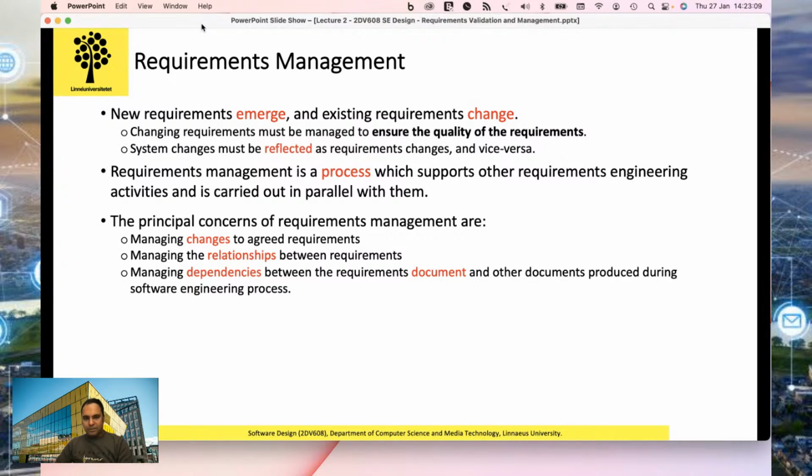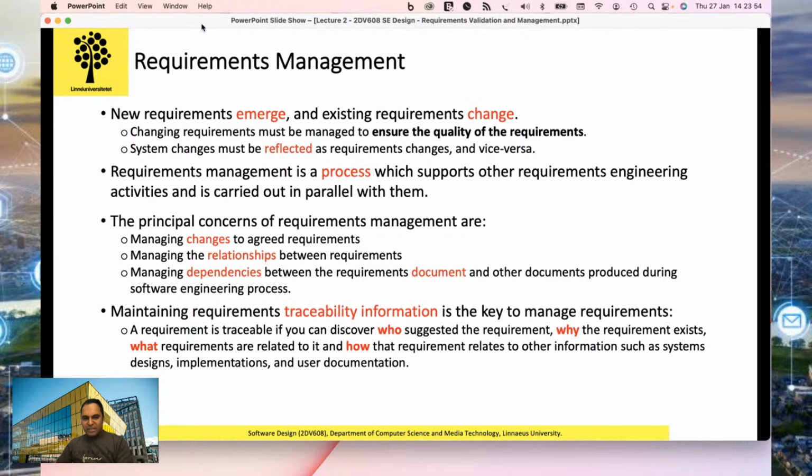Because the requirements document is the outcome of the requirements engineering process overall, right? But there can be other sub software engineering processes that might have other outcomes. For example, the architecture document or the architectural design document might be linked with this requirements document or might have some dependencies with it. So all these dependencies are also managed by this requirements management process.